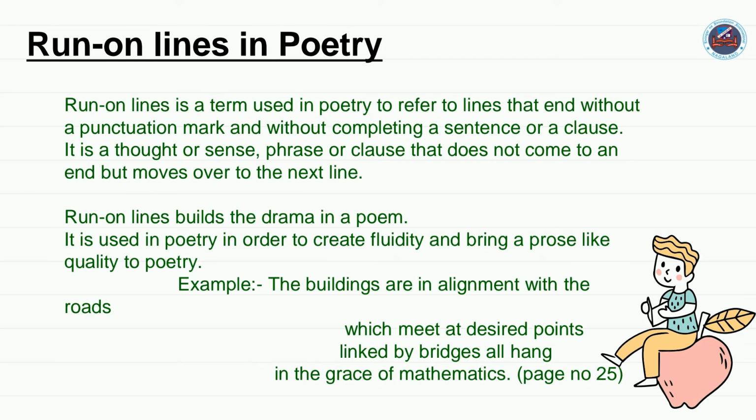Now, what are run-on lines in poetry? It is a term used to refer to lines that end without a punctuation mark and without completing a sentence. It does not come to an end but moves over to the next line. For example, in the poem The Planners, run-on lines can be found in the first stanza of the third line, that is, the buildings are in alignment with the roads, which meet at desired points, linked by bridges, all hang in the grace of mathematics. So these are called run-on lines in poetry.